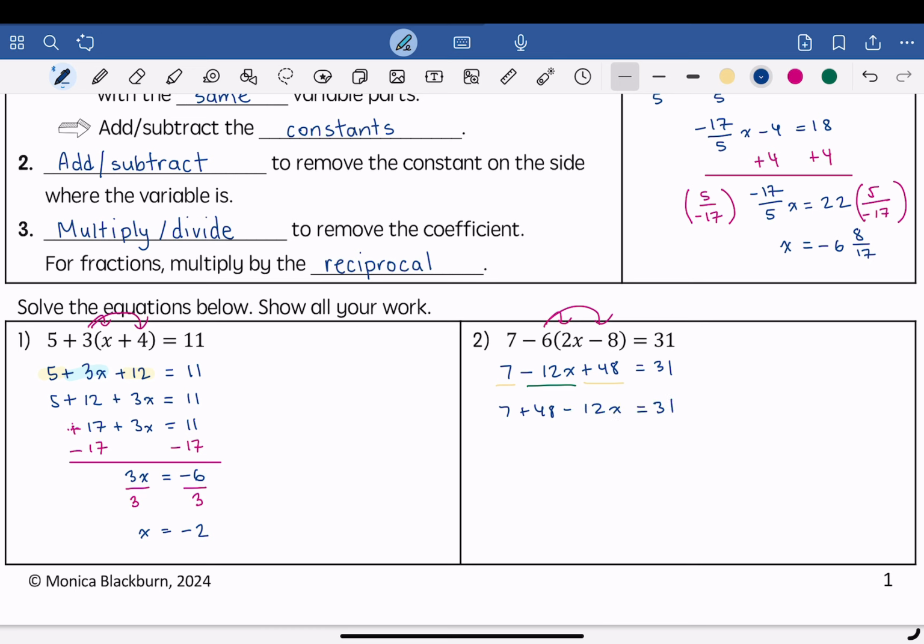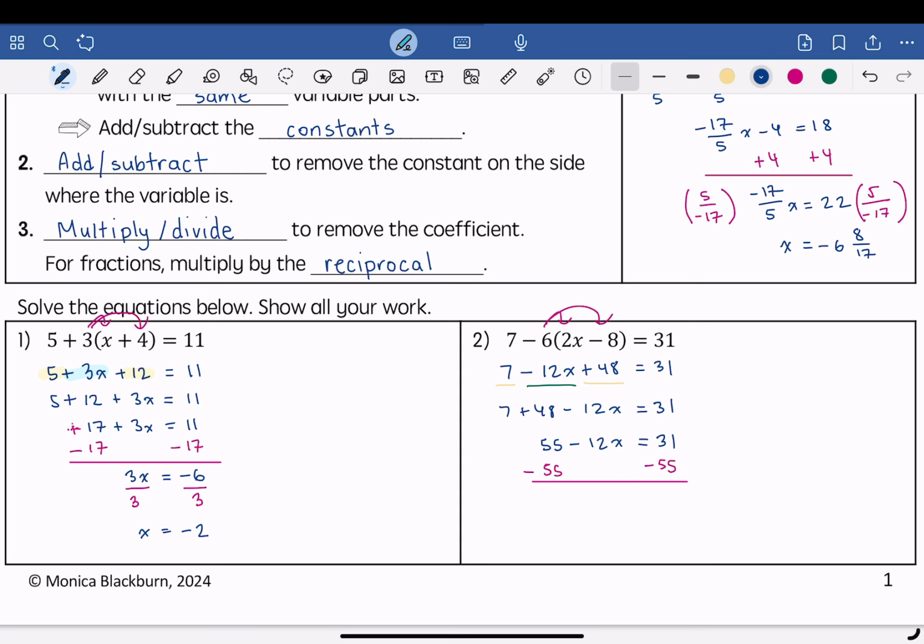And now I'm going to combine my like terms, which are the constants. So 7 plus 48 is 55, minus 12x is equal to 31. I'm going to eliminate the constant on the side of where the variable is, which is the 55. So I'm going to subtract the 55 on both sides.